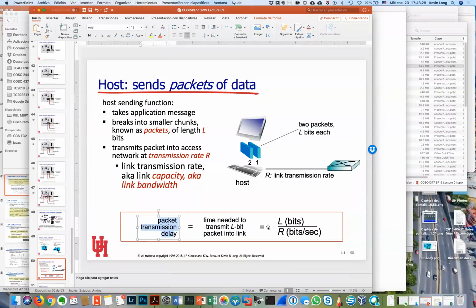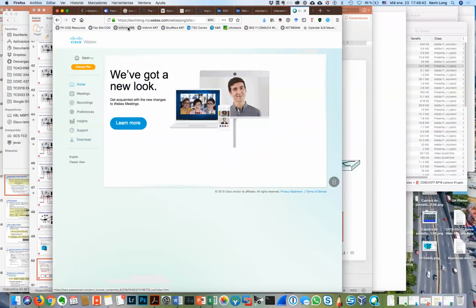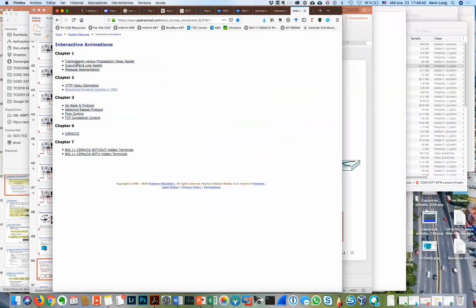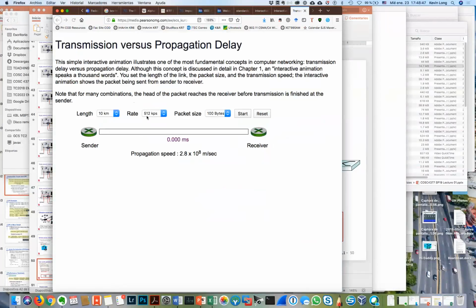So this formula is only dealing with the transmission delay. It does not deal with how long it takes the bits, once they're on the wire, to make their way to the other end. Okay, so there's a simulator for this in the book's information, and it's called transmission versus propagation delay.